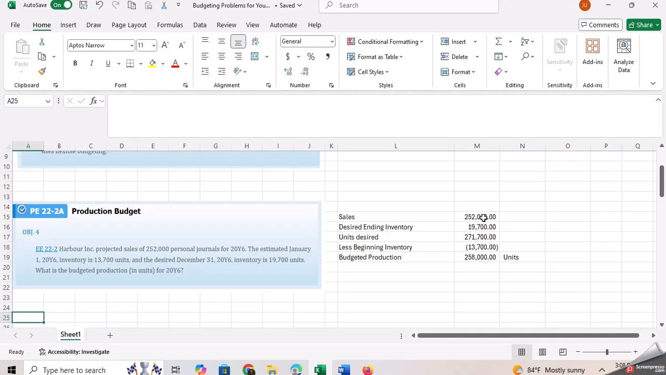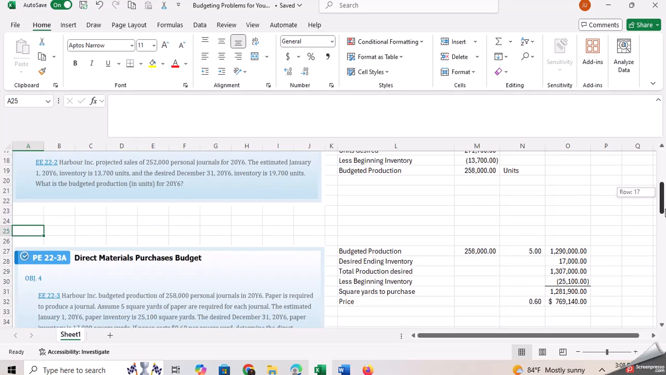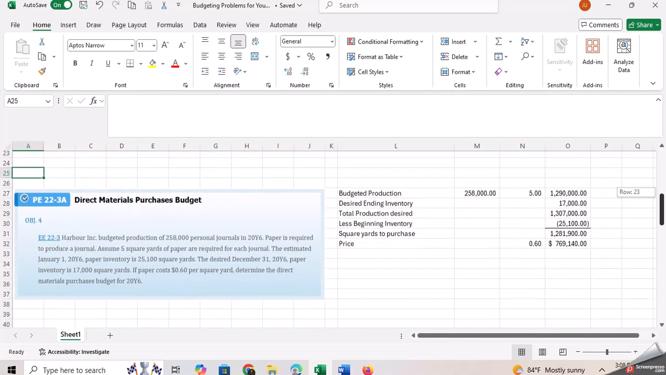Obviously they have to cover their sales, and then you have to add their desired ending inventory. So in total, they want to produce 271,700 units. They currently have 13,700, so we can subtract those out. So they need to actually produce the difference, the 258,000 units. Then we're going to use that to figure out, what's our direct materials?